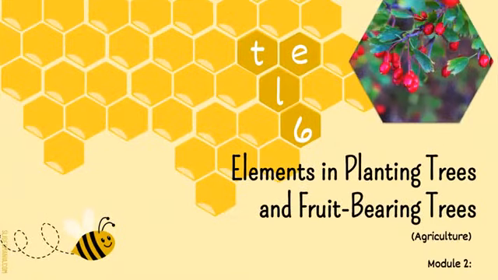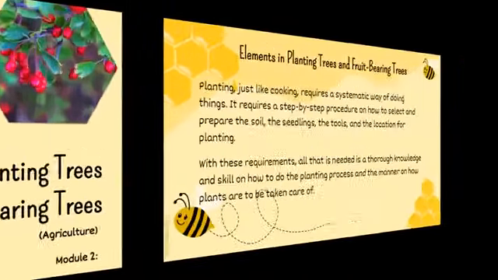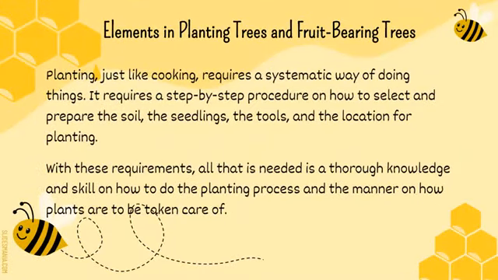Elements in planting trees and fruit-bearing trees. Planting, just like cooking, requires a systematic way of doing things. It requires a step-by-step procedure on how to select and prepare the soil, the seedlings, the tools, and the location for planting. With these requirements, all that is needed is a thorough knowledge and skills on how to do the planting process and the manner on how plants are to be taken care of.